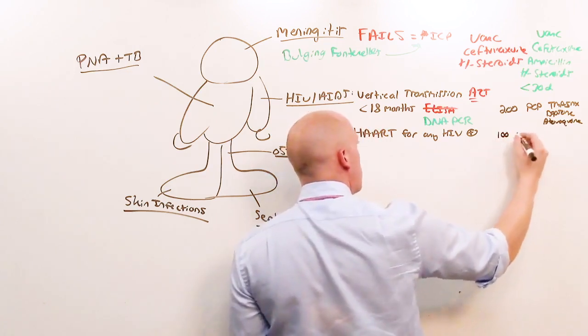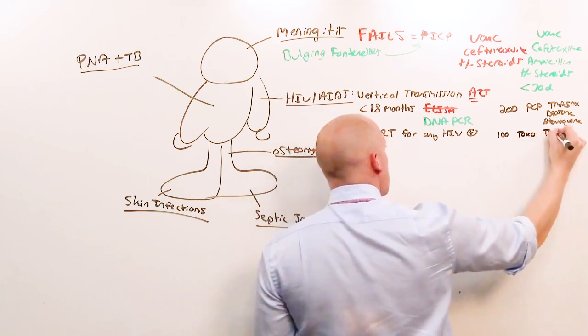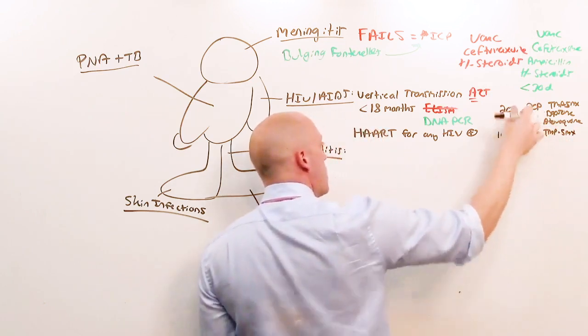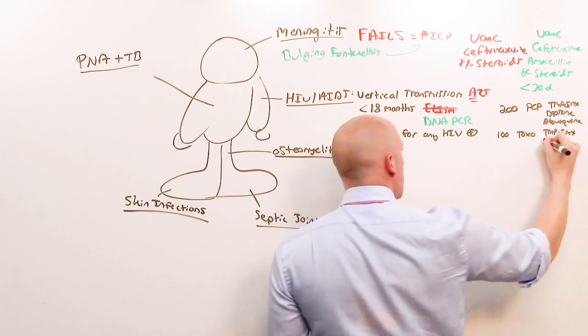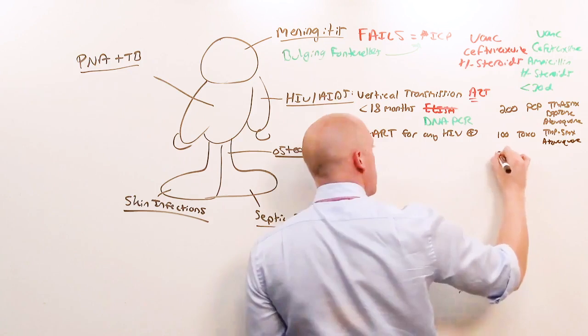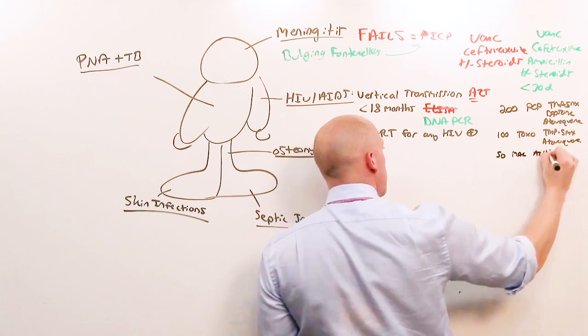At 100, it's toxo. People forget about this one because you cover it with trimethoprim sulfa, the same thing you do for PCP. If you can't, use atovaquone. And less than 50, you're worried about MAC, use azithromycin.